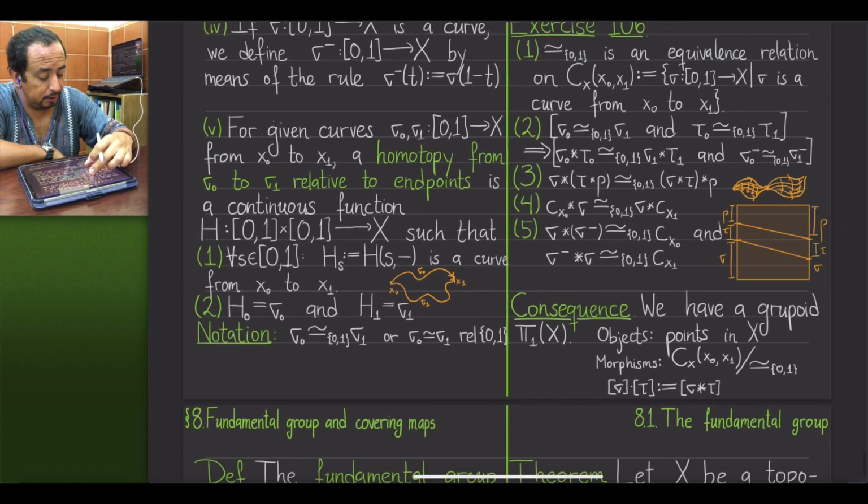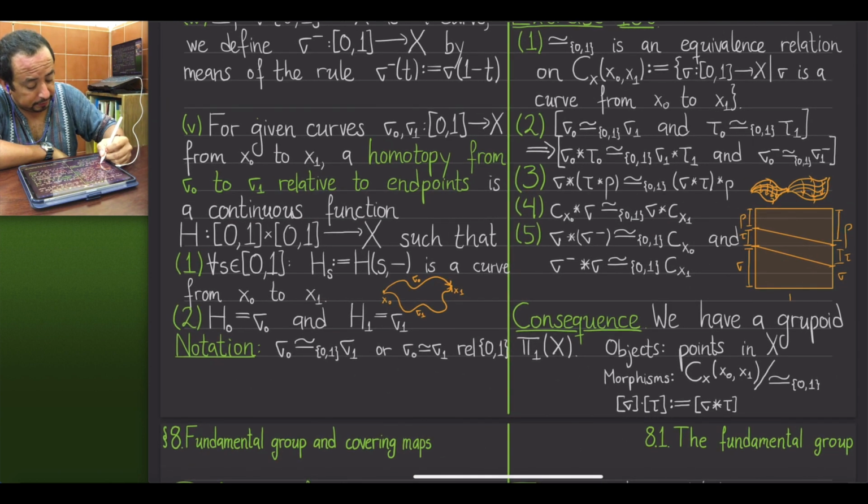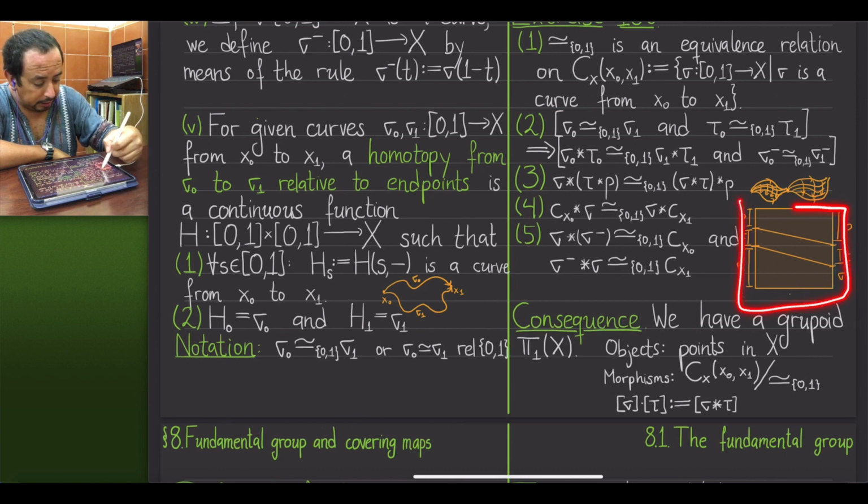At each time s, just use this rescaling of this and this rescaling of this, and so on. My point is that this picture should give you the idea of how the formal proof goes. What else?